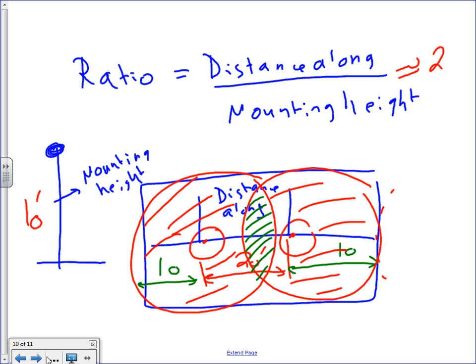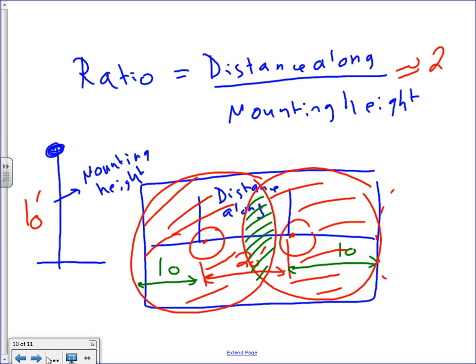There's a couple of things I wanted to show you guys: the ratio, distance over mounting height. Typically 1 to 1 or 2 to 1, so a distance twice the mounting height gives you a good distribution pattern.